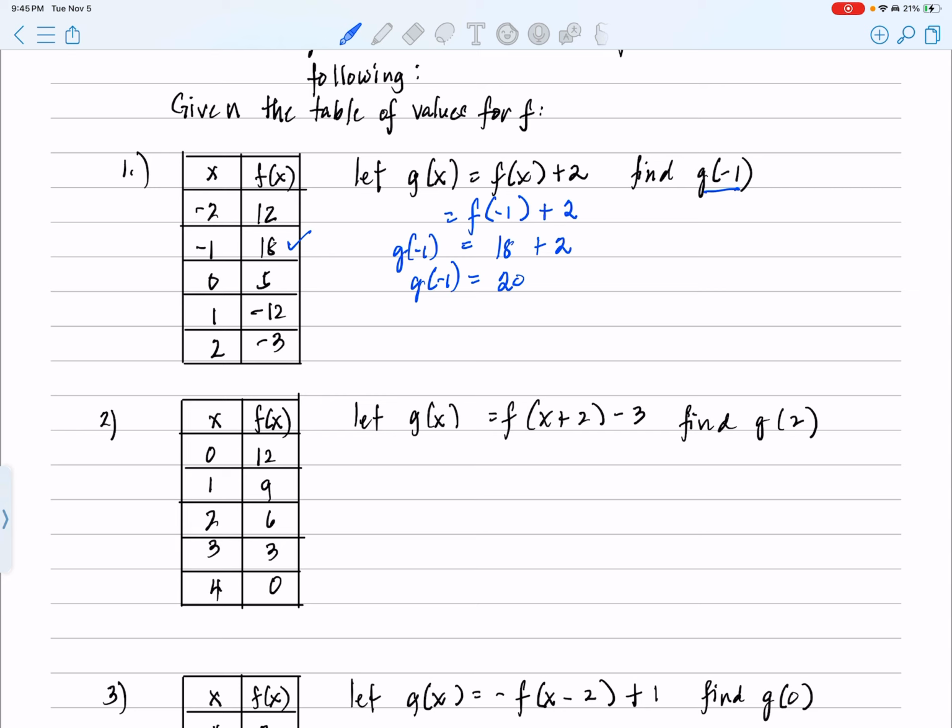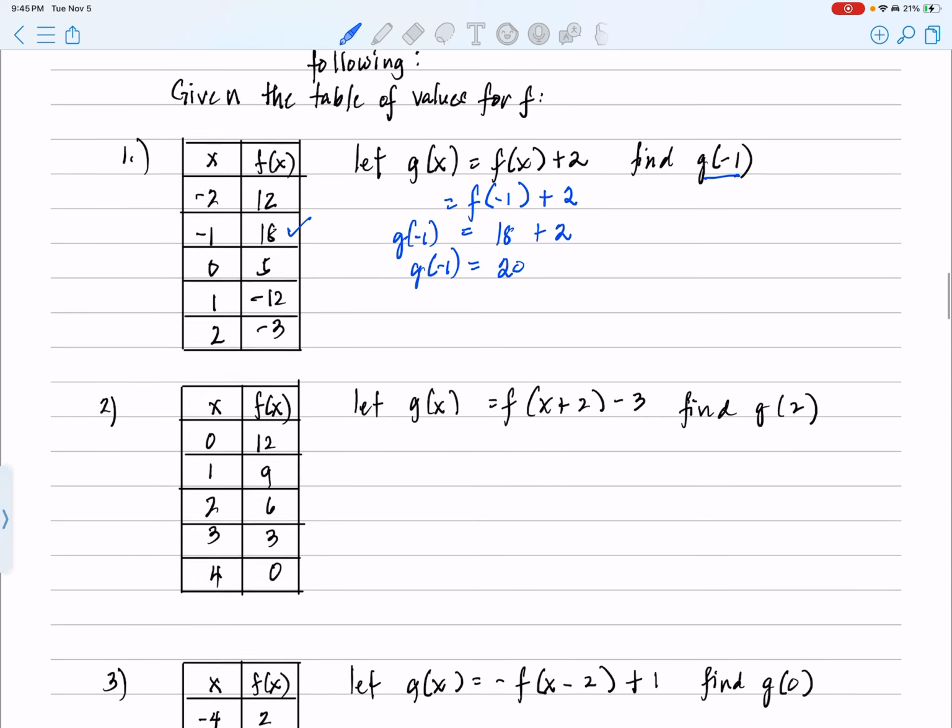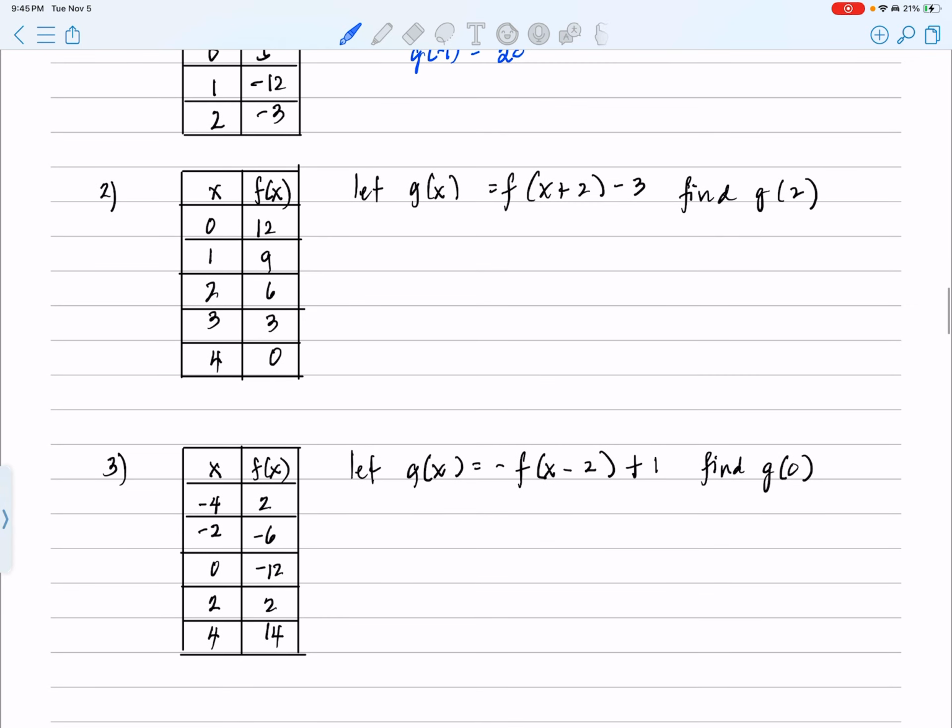Okay? Simple. Let g of x be f of x plus 2 minus 3. What is the g of 2? Okay, we'll substitute the 2 for the x here. So 2 plus 2 minus 3. That would be the f of 4 minus 3. So what is the f of 4 here? It's 0 minus 3. So the g of 2 is equal to negative 3.